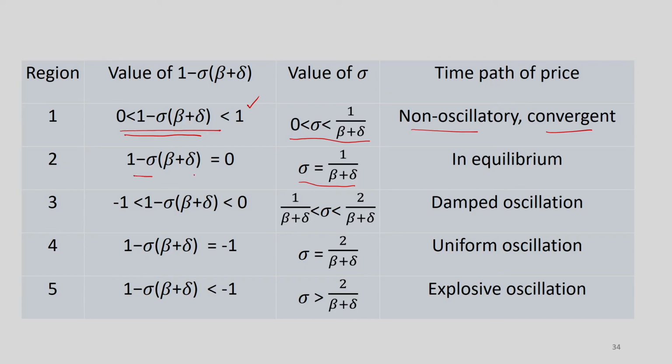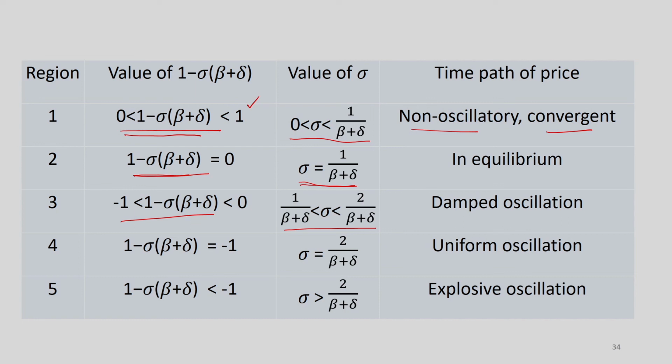Secondly, if this is exactly equal to 0, we know we are always in equilibrium because B is equal to 0, and this condition turns out to be this, that sigma is equal to 1 divided by beta plus delta. The third case is 1 minus sigma multiplied by beta plus delta lies between minus 1 and 0, and this turns out to be this condition, that sigma lies between two limits, 1 divided by beta plus delta and 2 divided by beta plus delta, and as we know this gives me the damped oscillation case.